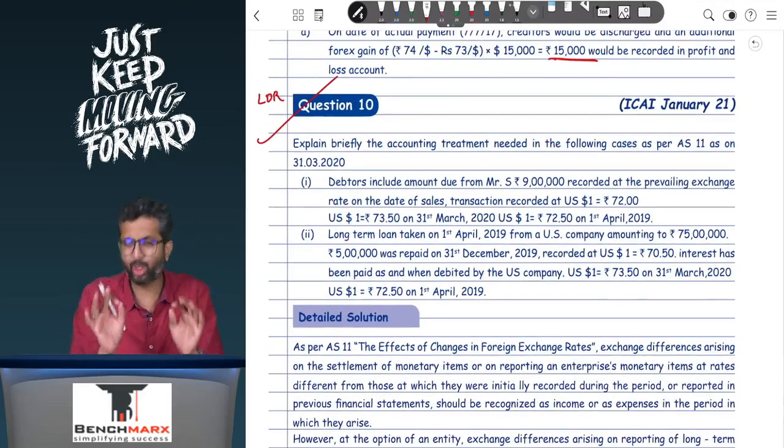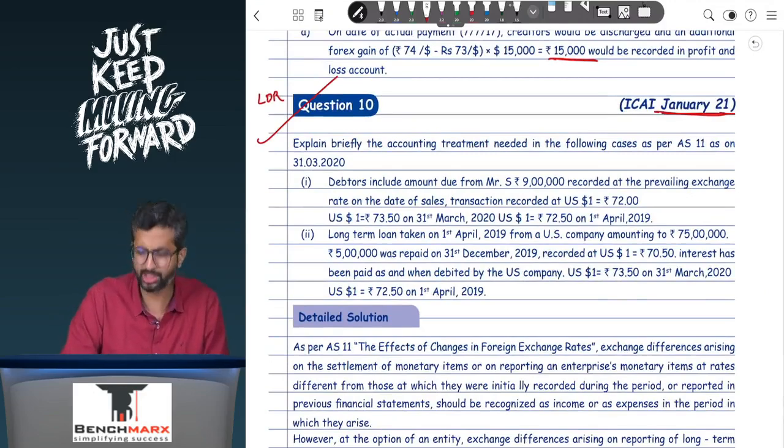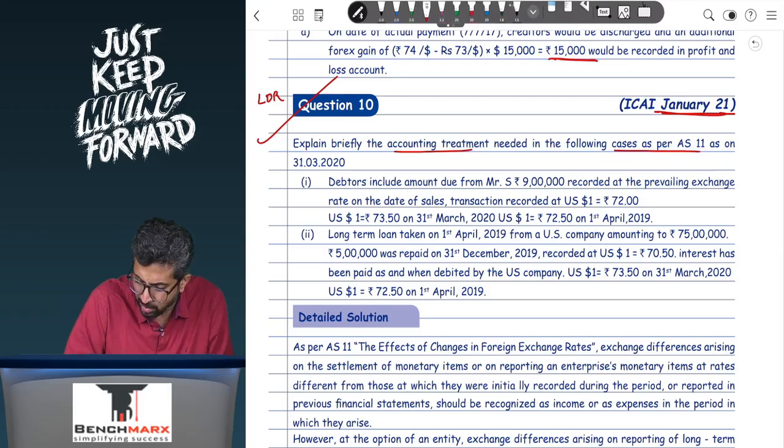Okay, question number 10. Over here, there is one particular adjustment. It is an exam question which is a little tricky. Explain briefly the accounting treatment needed as per AS 11 as on 31st March 2020. Debtors include an amount due from Mr. S for 9 lakh rupees recorded at the prevailing rate on the date of sales. Transaction is recorded at 72.